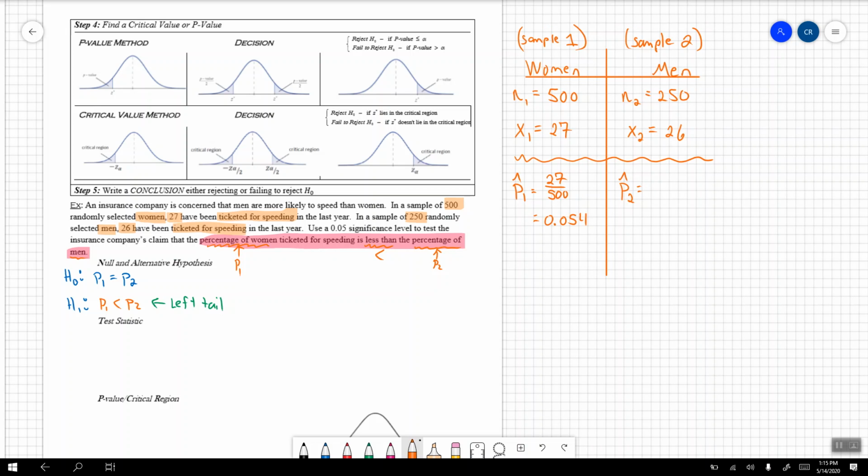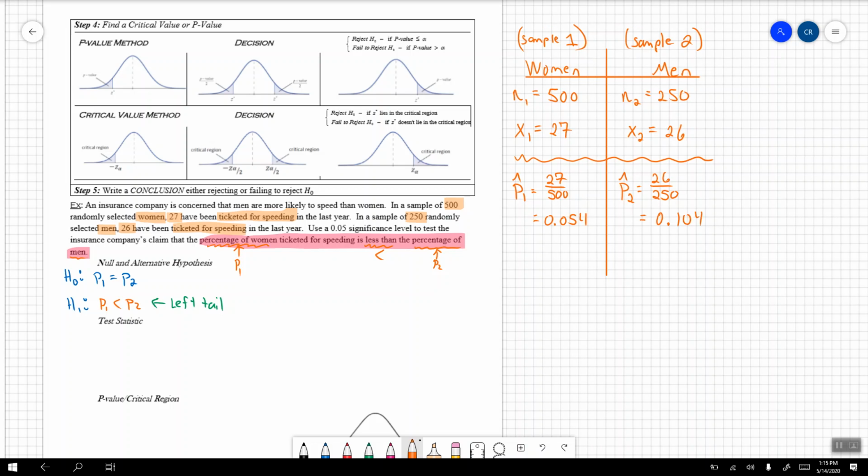So the proportion now for sample 2. That was the 26 men that were ticketed out of the 250 that were within that sample. So again, putting it into your calculator, you should be able to get 0.104.